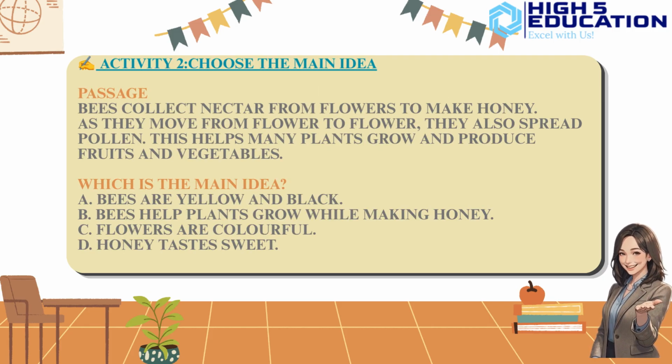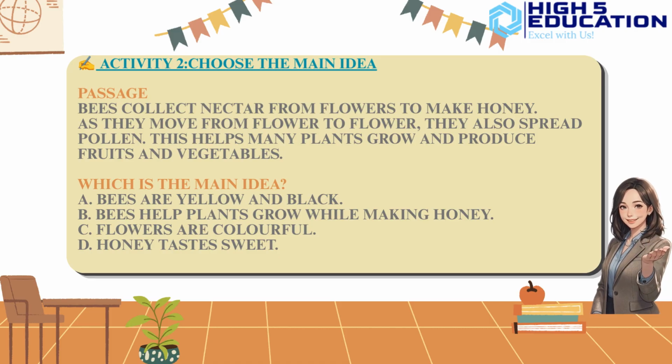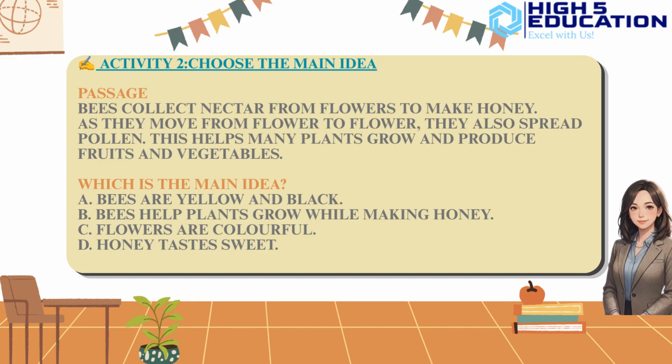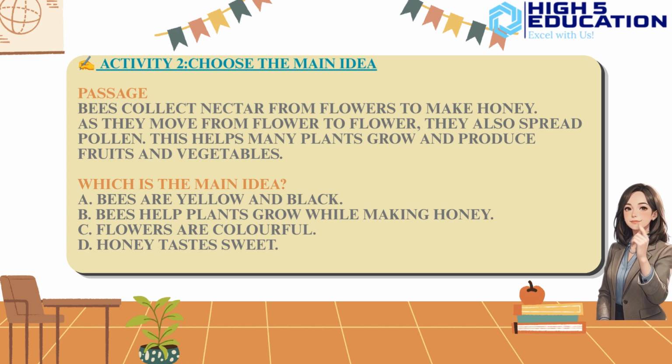Great job with our first activity. Now, let's practice choosing the main idea of a passage. Read the passage carefully. Bees collect nectar from flowers to make honey. As they move from flower to flower, they also spread pollen. This helps many plants grow and produce fruits and vegetables.